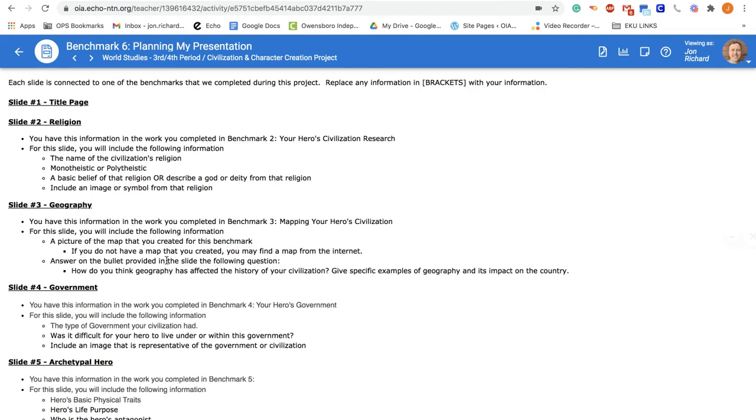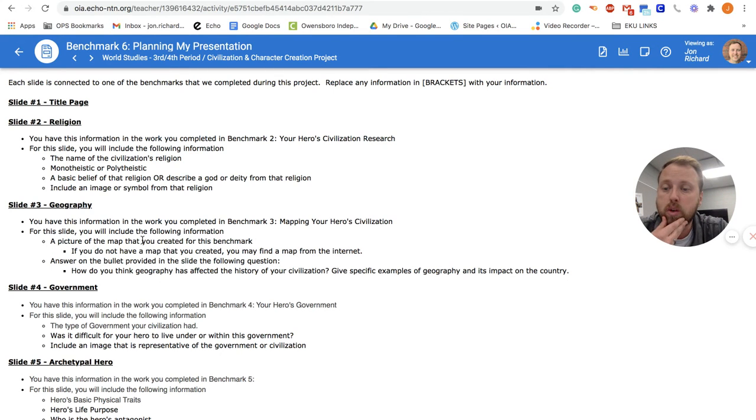So if I go back, let's look at the other one. So that's religion. I'm not going to show you an example of every single one because it'll take too long, and I think you get the picture. If you have questions or you need examples, let me know. But for slide three, the third slide, that's geography. So you have this information from Benchmark 3. That's the map you created. You took a picture of it, uploaded it, and then you answered the questions provided.